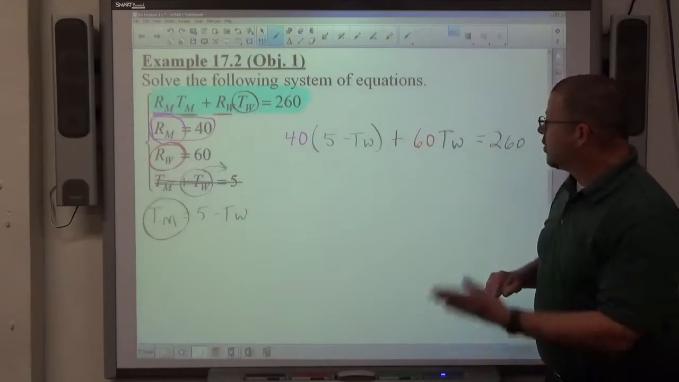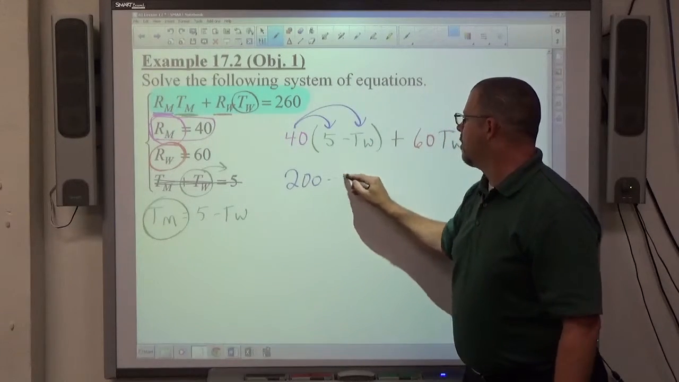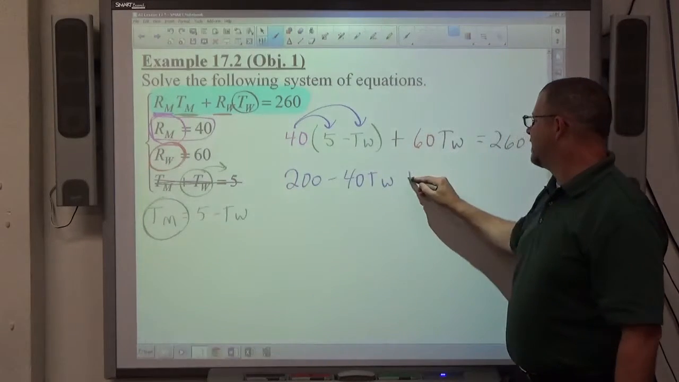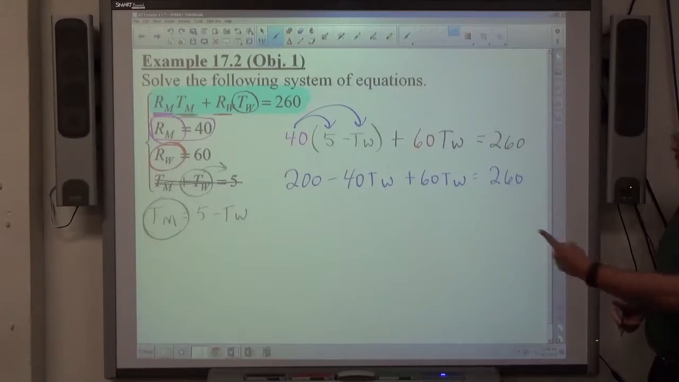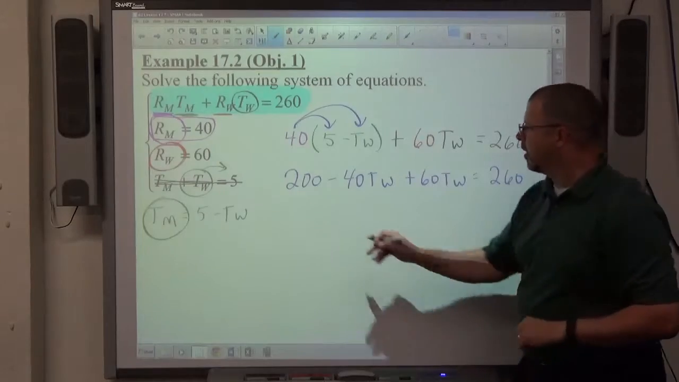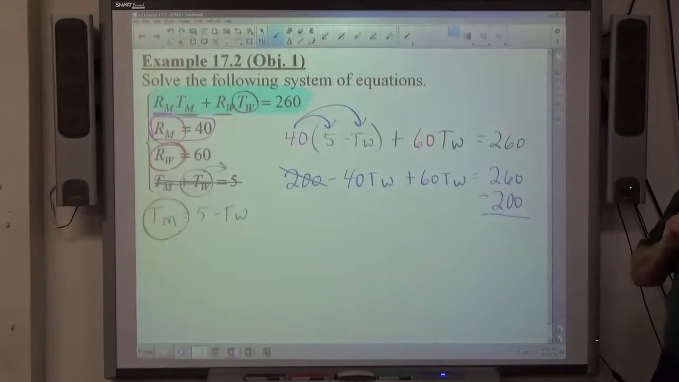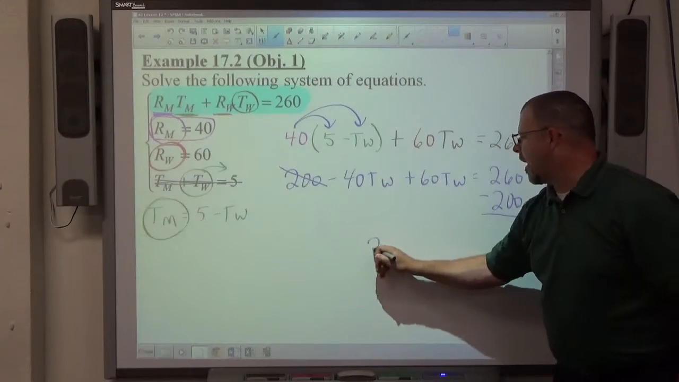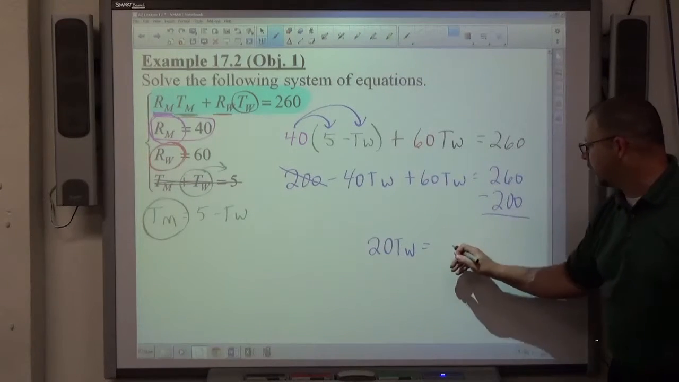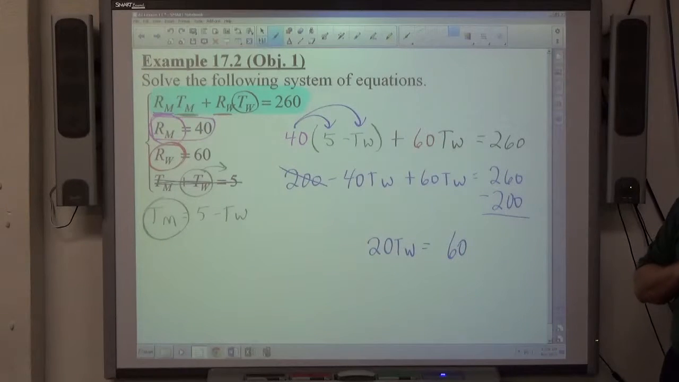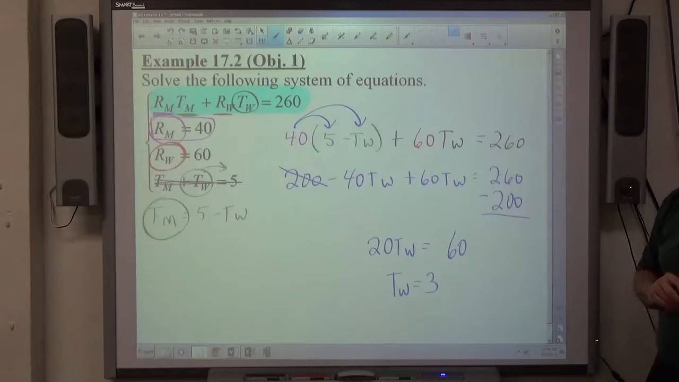So, what I've got to do now is solve. Simplifying first, 40 times 5 and 40 times T sub w makes 200 minus 40 T sub w plus 60 T sub w is equal to 260. Both of these have T sub w, so I'm going to keep them on the left. I'm going to take the 200 over to the right. It's positive 200, moves over as a negative 200. These are opposite signed objects, so I subtract. It's positive because 60 is bigger. These are opposite signed objects, so I subtract, and it's positive because 260 is bigger. And then we simply divide both sides by 20. We get T sub w is equal to 3.